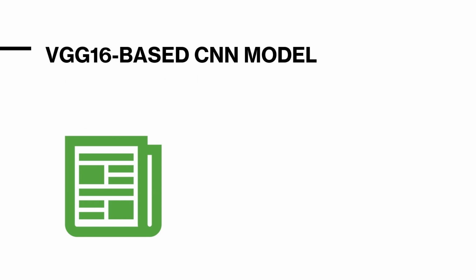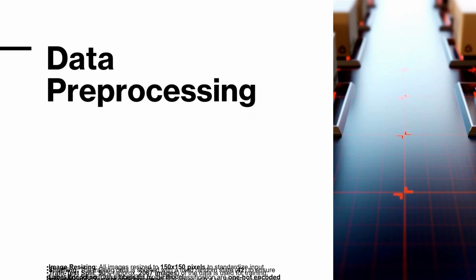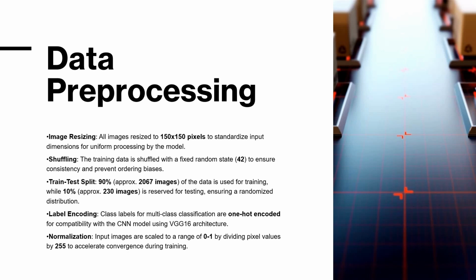Hello everyone. In this assignment, I used a CNN model with a VGG16 backbone to train this model to predict brain tumor classification. In this model, I resized images to 150 by 150 pixels to standardize the input dimensions. Also, I shuffled the data with a fixed random state of 42.